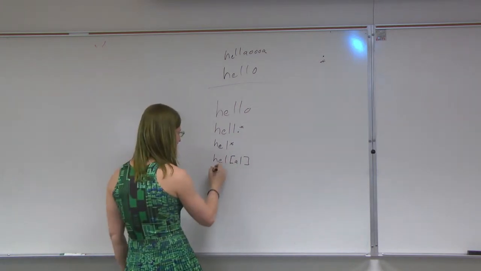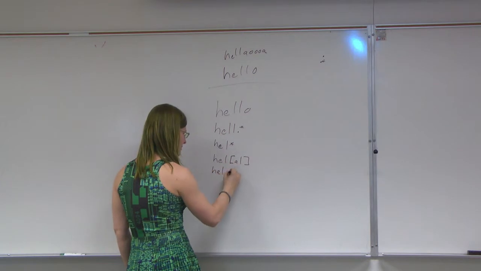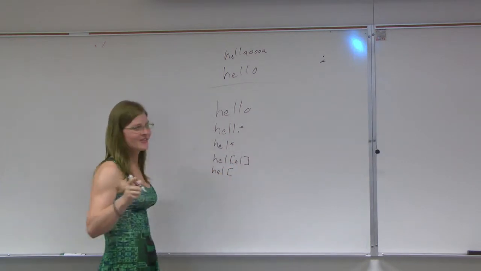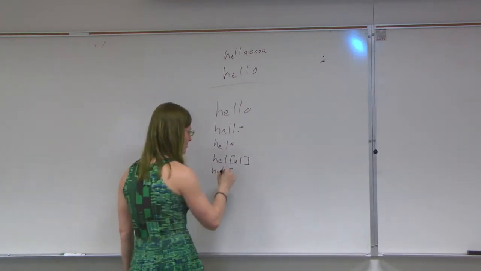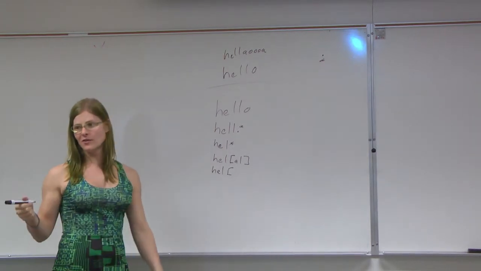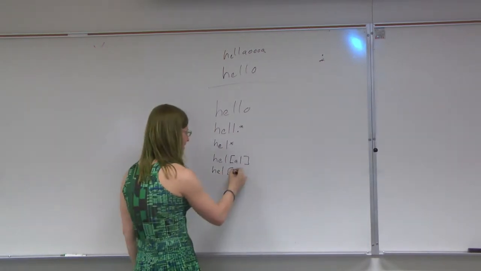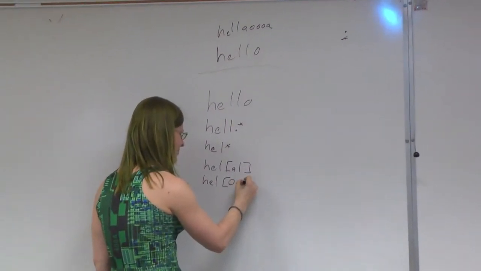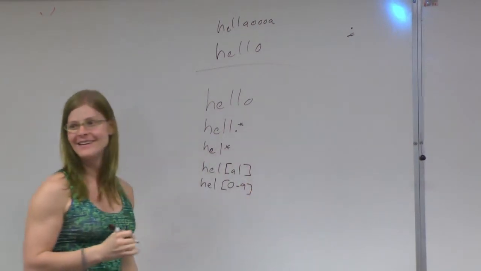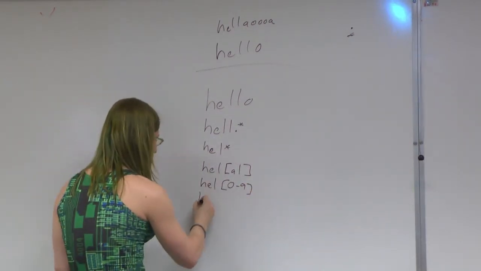You can also use a dash in these things to do ranges of letters. The common case you're going to use for character classes is 0 through 9, if you want to match a number. Or another really common one you'll see.